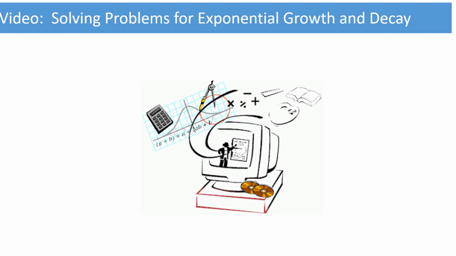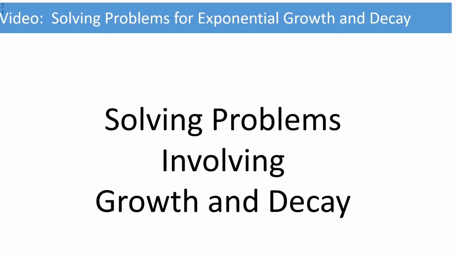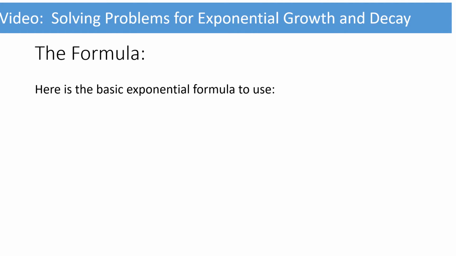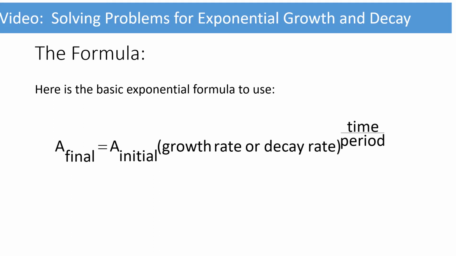Solving problems for exponential growth and decay. Here's the basic exponential formula to use. The final amount equals the initial amount times the growth or decay rate to the exponent, time divided by period. But what does this mean?